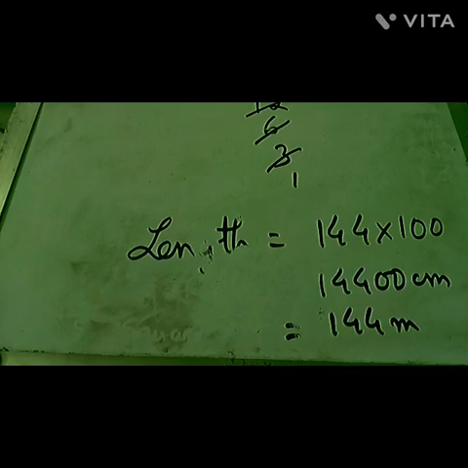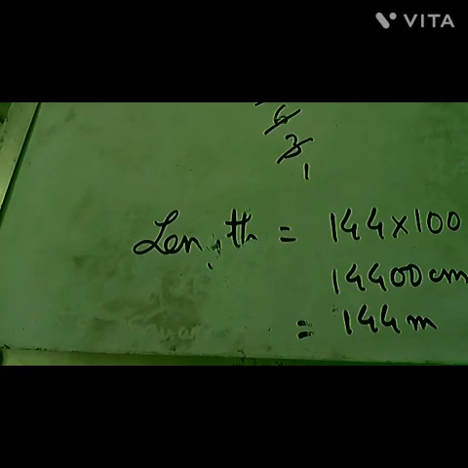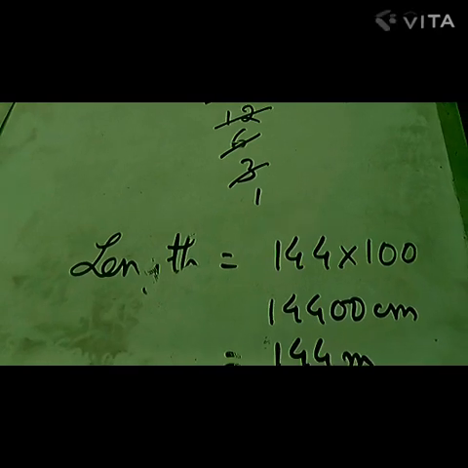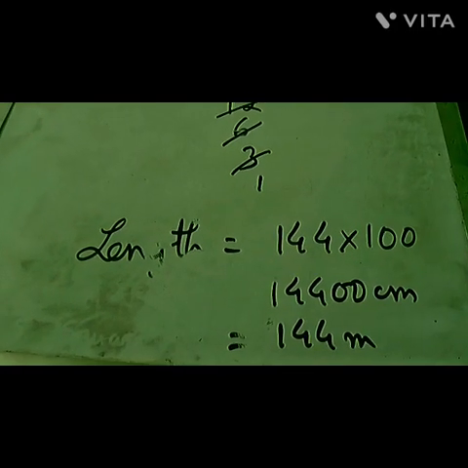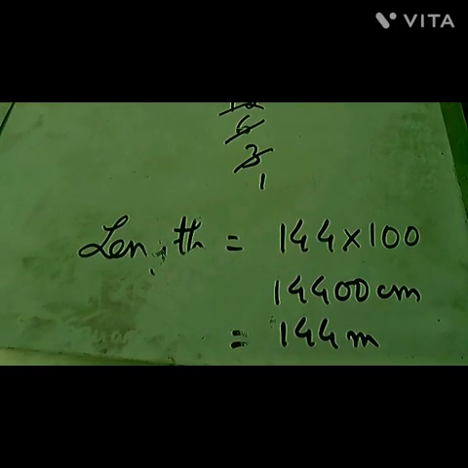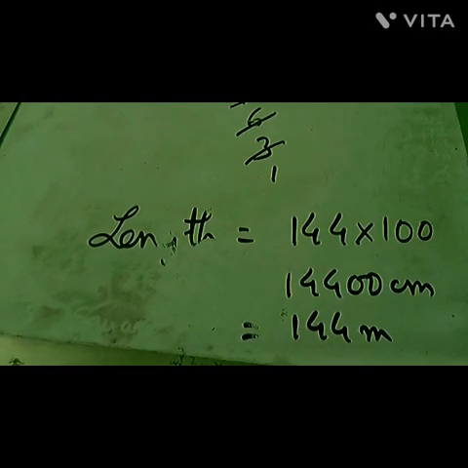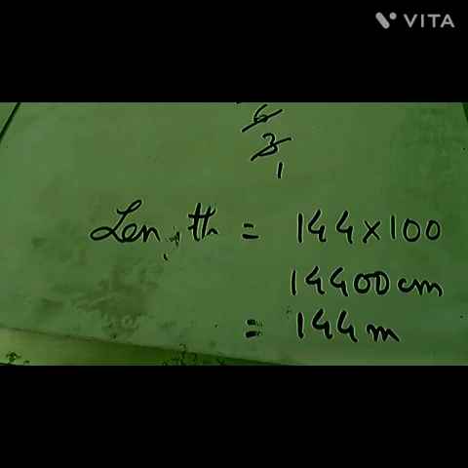What is the length of 100 suitcases? So for 100 suitcases you have to multiply: 144 into 100, that is 14400 centimeter. And divide centimeter by 100, then you get 144 meter. So that is the length of tarpaulin cloth which is required.